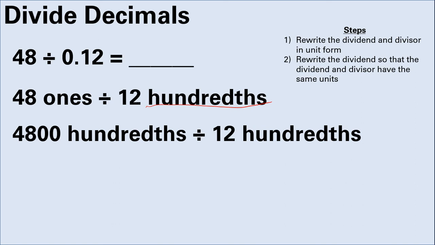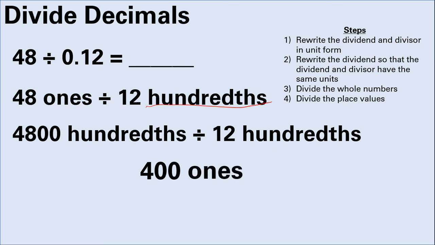Now that they have the same unit or place value, we can divide the whole numbers. 4,800 divided by 12 equals 400. Next, let's divide the place values. Hundredths divided by hundredths equals ones. So 48 divided by 12 hundredths equals 400.